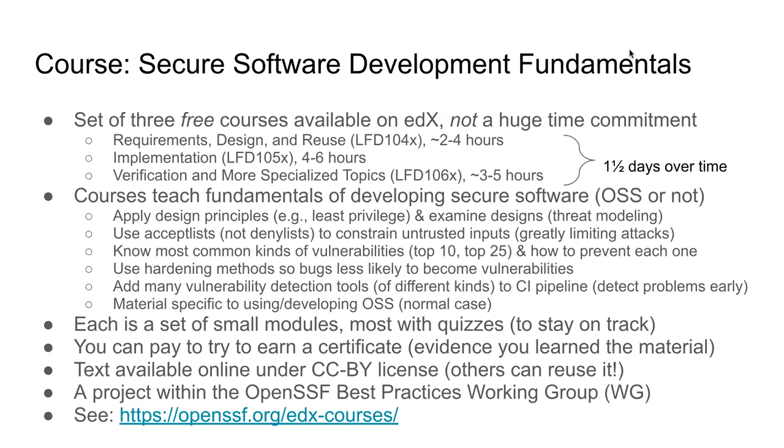Know the most common kinds of vulnerabilities. There are various top 10 and top 25 lists, and then how to prevent each one. Use hardening methods so that, yes, you're probably going to have some bugs in your code, but not all bugs are equal. You can take a lot of steps to reduce the likelihood that a bug is a vulnerability. I already mentioned adding a lot of vulnerability detection tools to your CI pipeline. It talks in more detail about what the different kinds of common tools are, their strengths, their weaknesses, and how to apply them.